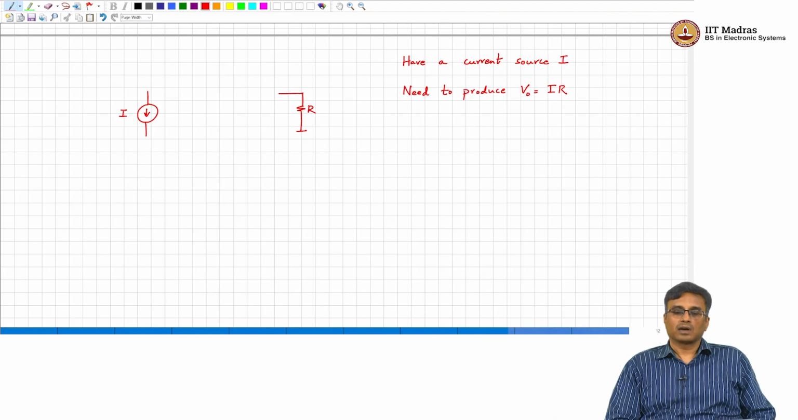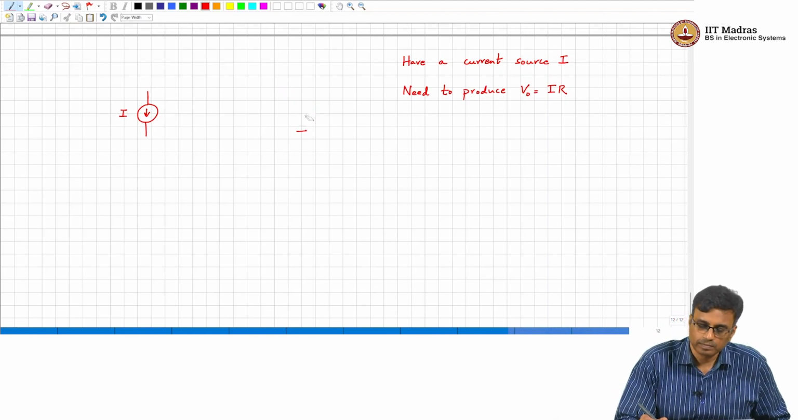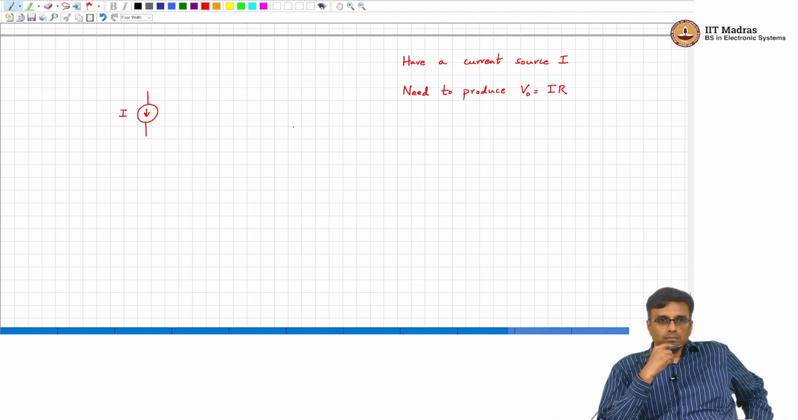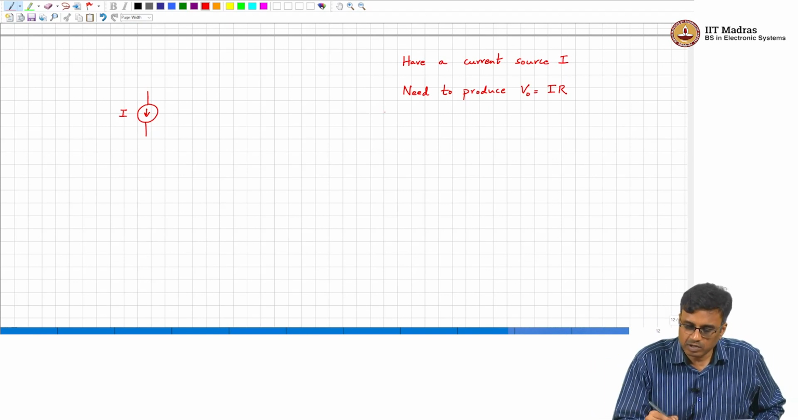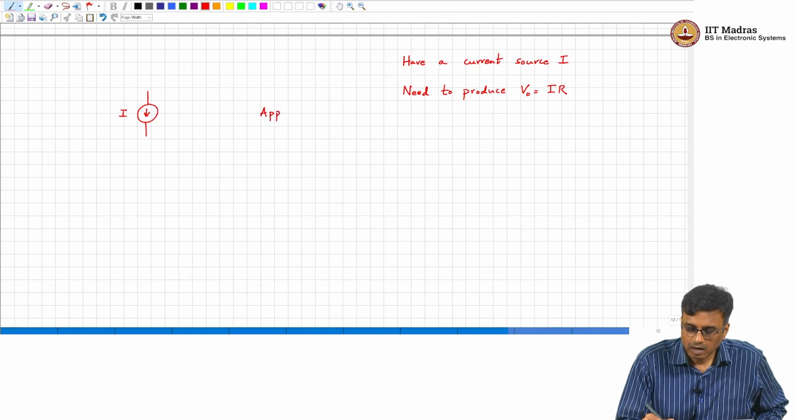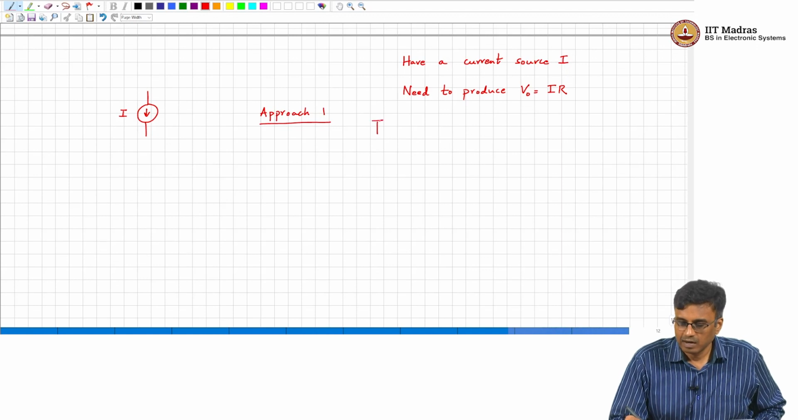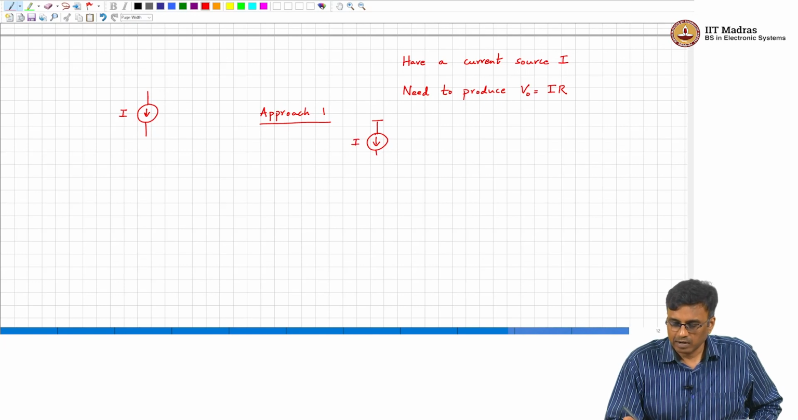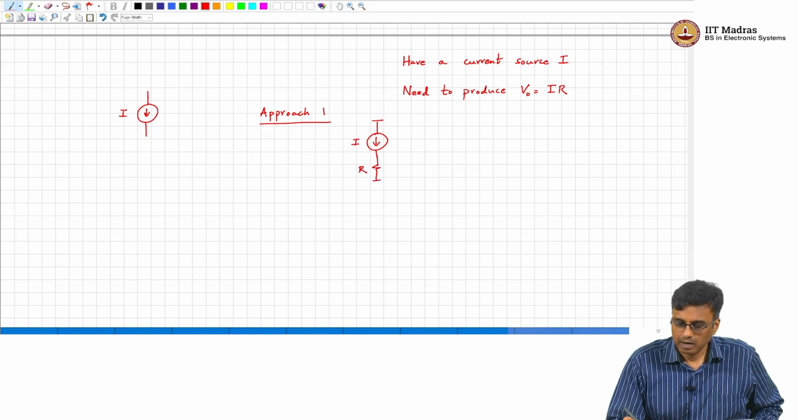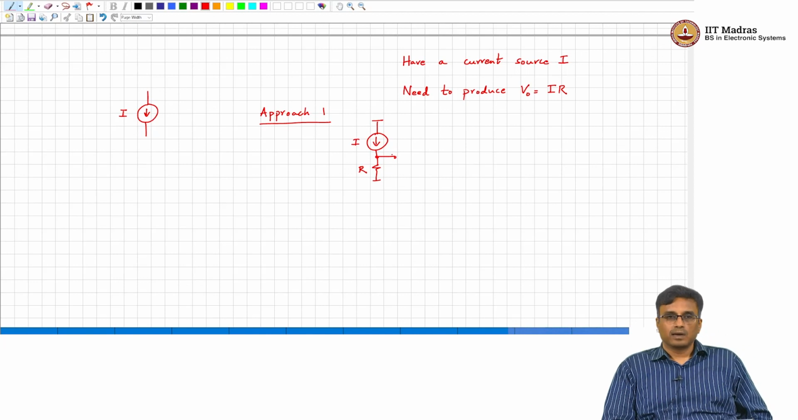What all approaches can we think of? So, what is the dumbest thing we can think of doing? Well, the simplest approach is one is simply say, hey, you want a voltage I times R, I give you a resistor, and the voltage I times R appears here, all right. What is the problem with this?